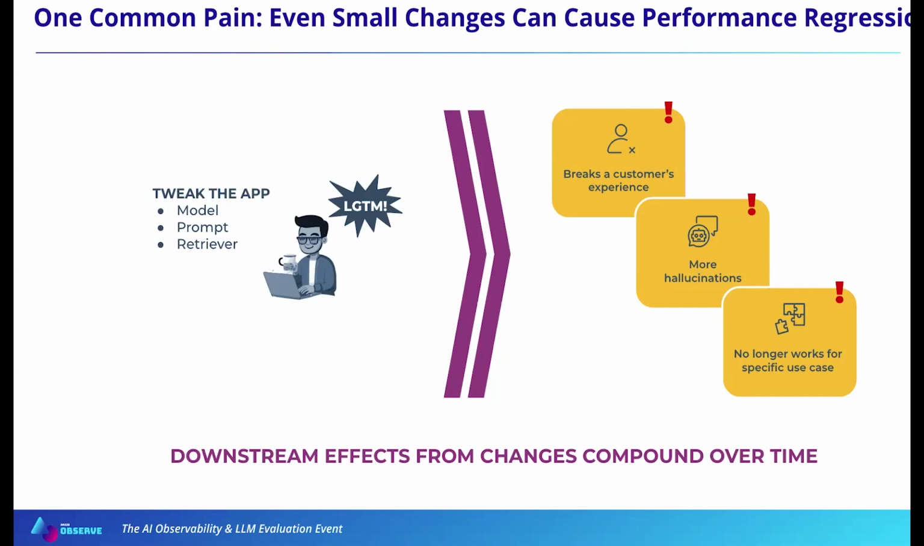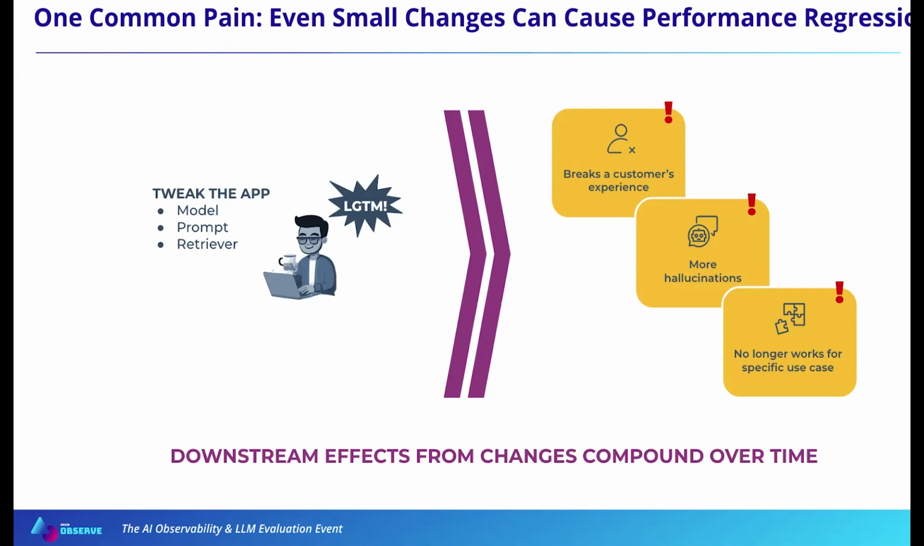As you make these changes and ship them, a lot of stuff can happen. It can break the customer experience. It can lead to more hallucinations. It might work for a specific use case when you tested it, but it might no longer work for another use case. So again, these small changes that you make and their downstream effects can really compound over time. And this is obviously the biggest pain that we see in all the AI teams we work with today.